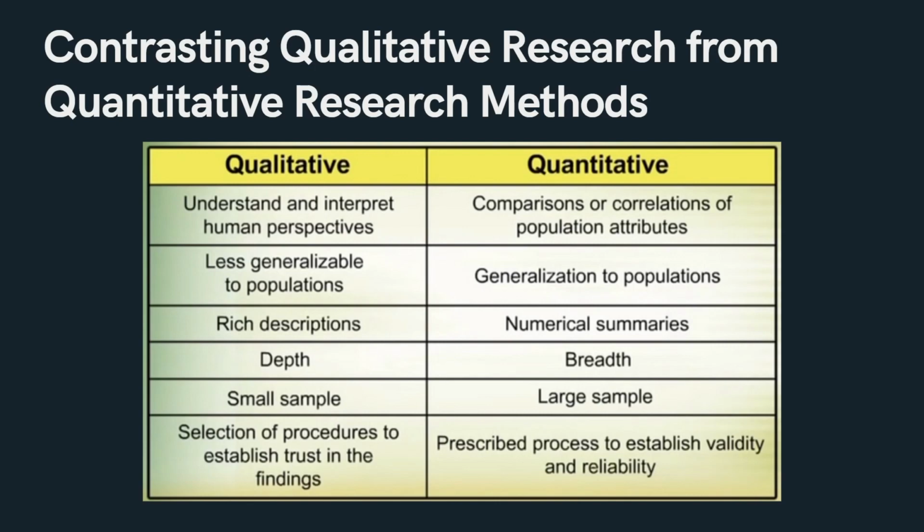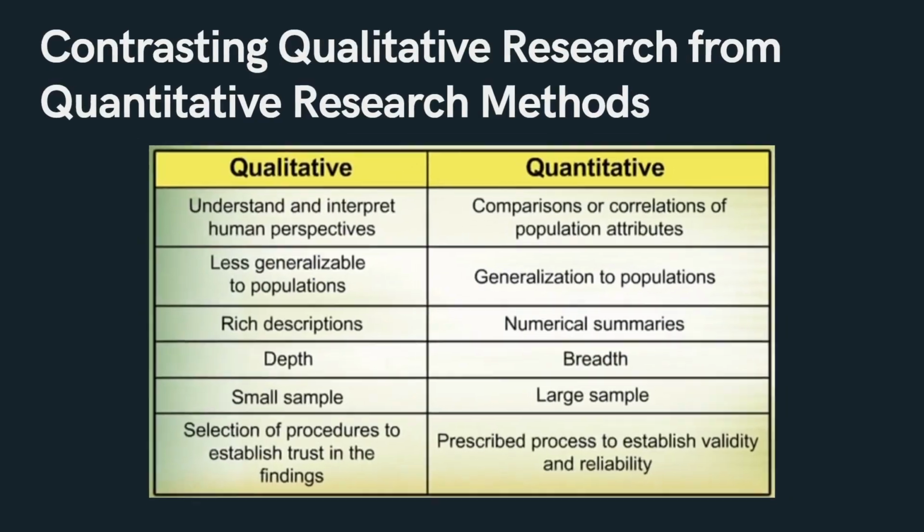So there is also a selection of procedures to establish trust in the findings. That's how we establish validity in qualitative research. We establish procedures and then we document them properly. But in quantitative research, we establish reliability and validity so that we can establish trust in our findings. So we try to validate the instrument and establish the validity of the research itself and the reliability of the measurements we have conducted. So this is how qualitative and quantitative research methods really differ, right?